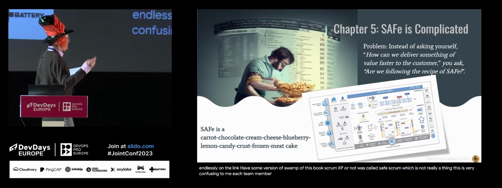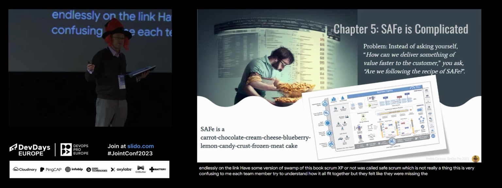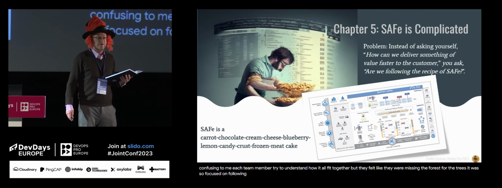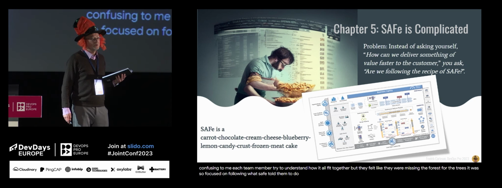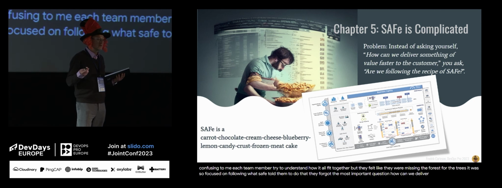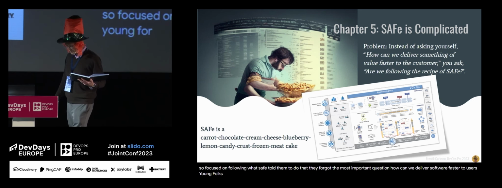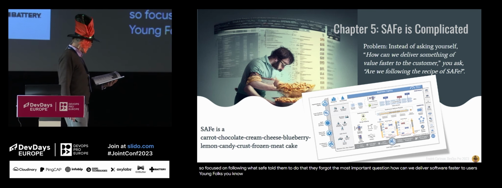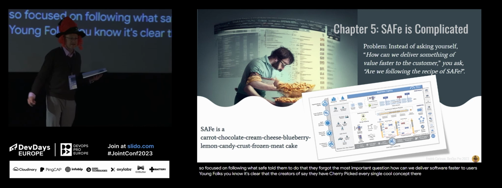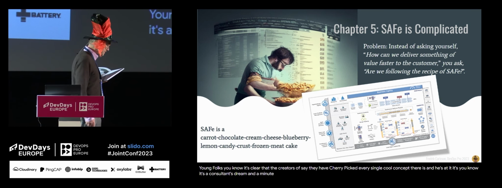Each team member tried to understand how it all fit together, but they felt like they were missing the forest for all the trees. They were so focused on following what SAFe told them to do that they forgot the most important question. How can we deliver software faster to users? John thought, it's clear that the creators of SAFe have cherry-picked every single cool concept there is and they just add it. It's a consultant's dream and a team's nightmare.